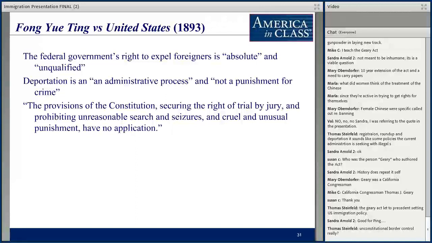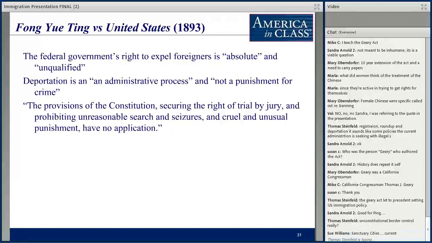This is distinct from the Chinese Exclusion Act and Chae Chan Ping because what was at issue here is does the federal government have the right to deport people from within the country? That was the question that was circulating around the Geary Act of 1892. And in Fong Yue Ting, the United States Supreme Court ruled that the federal government's right to expel foreigners is absolute and unqualified. So again, the United States Constitution does not apply. Deportation, it said, is an administrative process and not a punishment for crime. Now, this is important because it says that deportation is so closely aligned to exclusion at the borders that the US Constitution does not apply.